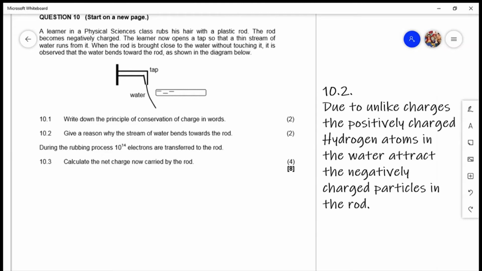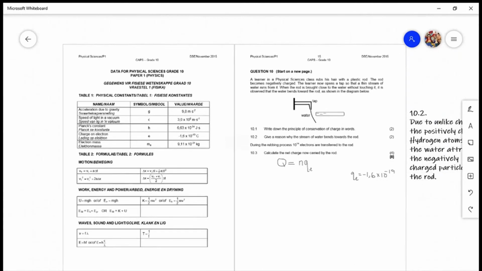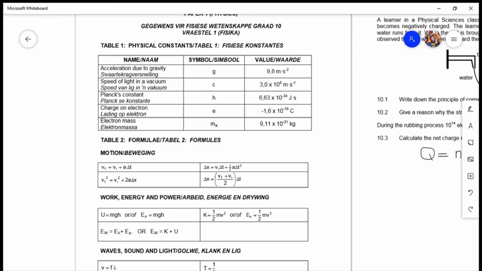Whenever we deal with charges being carried or number of electrons, we use this formula: Q, which represents charge, is equal to the number of electrons times the electron charge. QE is the electron charge, and QE is also a constant. QE has a value of negative 1,6 times 10 to the power negative 19. If you struggle to know where I got this from, you can look at the last page of your exam paper and you'll find all of your constants and your charges. So here's our QE value. Here they just wrote E, but you can write E or QE, it doesn't really matter.